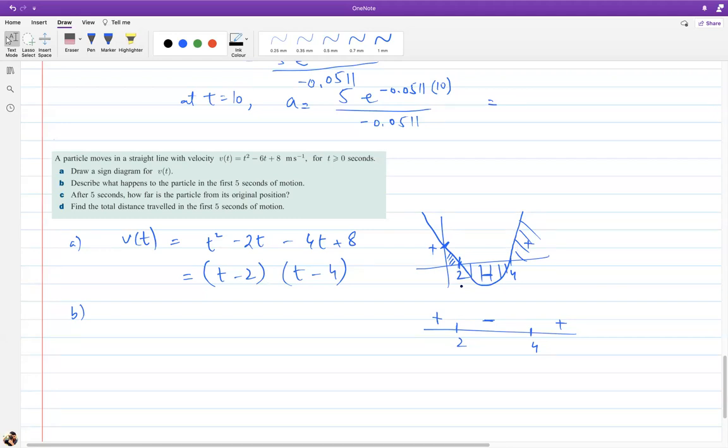So remember this thing. Whenever velocity is 0, the thing might be stationary or it can be changing direction. And if it is changing directions, then you integrate that area separately. All right, so coming back to the question, describe what happens to the particle in the first 5 seconds.